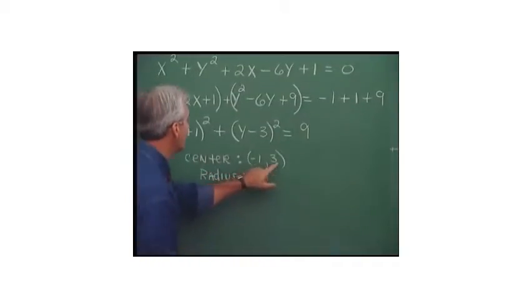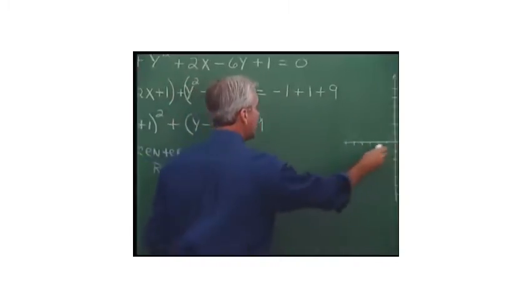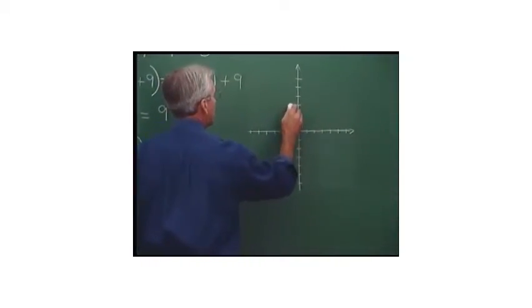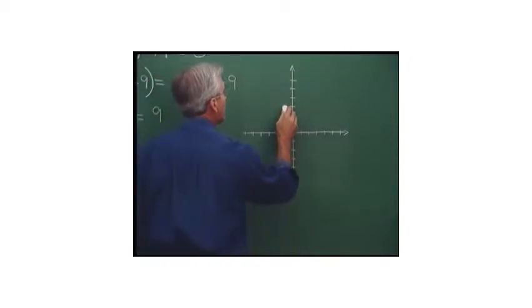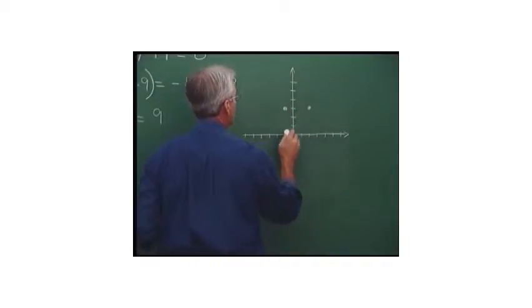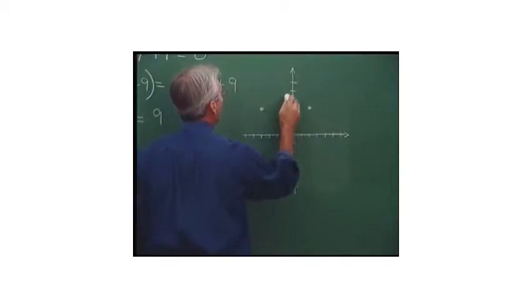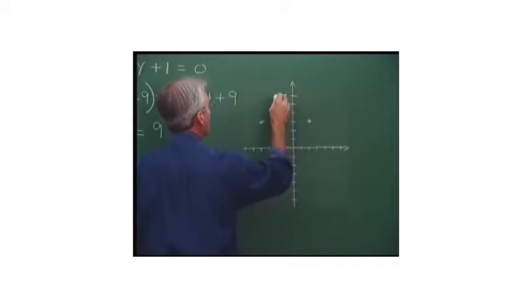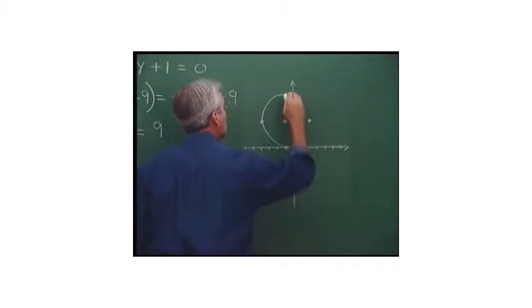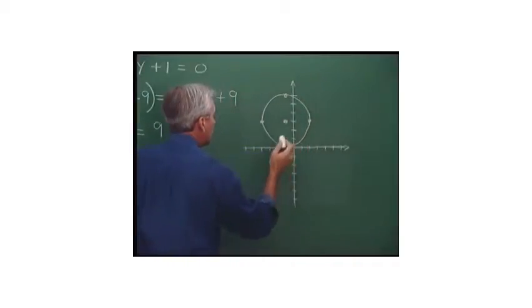Let's see, the center at negative 1, 3. Let's slide over here. Negative 1, 3. A radius of 3 means we go out in all directions 3 units. And construct the graph.